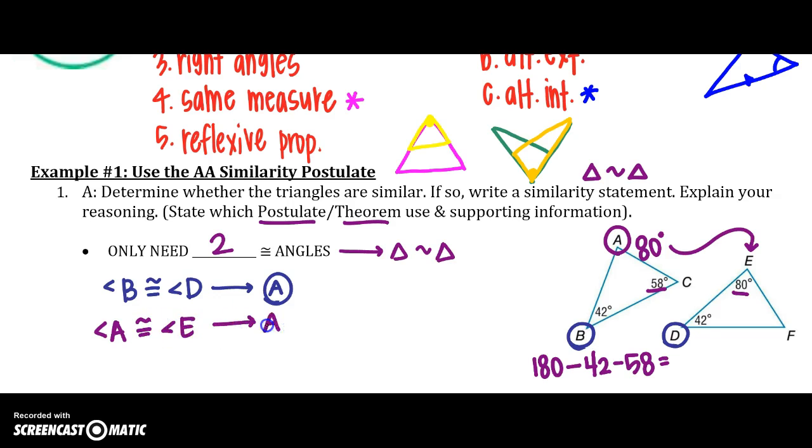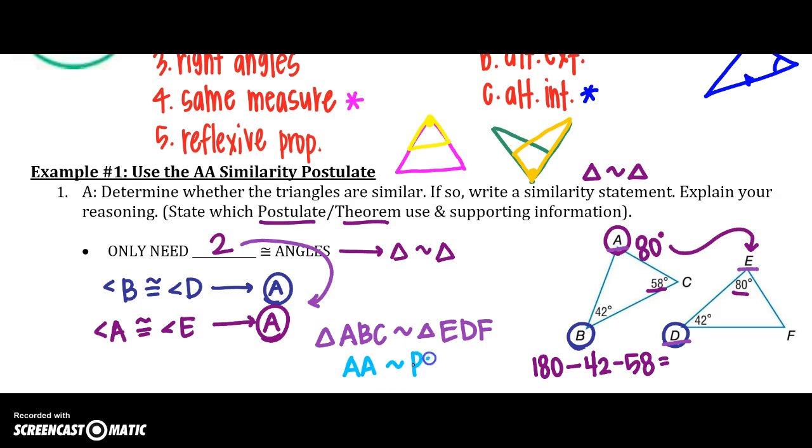So that's 2 angles. When I have 2 angles, I know that my triangles are now similar. So I'm going to say triangle ABC is similar to, I need to make sure I have corresponding parts. So A matches with E, D, F. And I know that they are similar because of the AA similarity postulate.